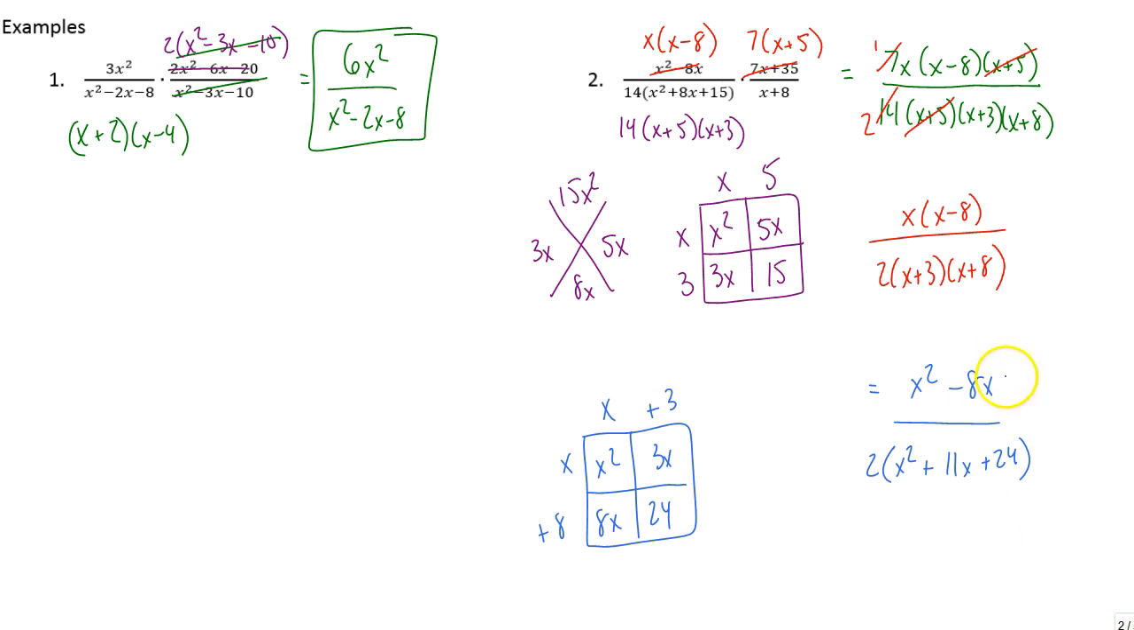I would distribute the 2 through, so in reality, let me just erase this, we would have 2x squared, and remember this was 11x, so times 2 would be 22x. This was 24, but we're multiplying everything times 2, so that would be 48. So our answer would be x squared minus 8x over 2x squared plus 22x plus 48 as your final answer.